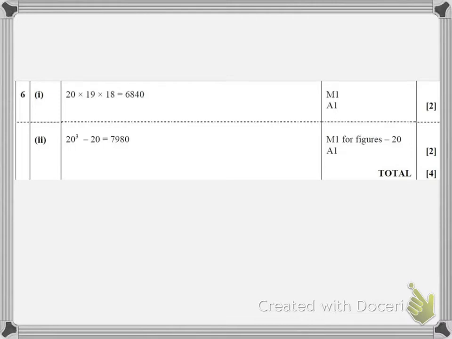The mark scheme doesn't reveal very much here. It makes it look very straightforward. However, in the examiner's comments, it was revealed that very few students managed to score all 4 marks on this question.